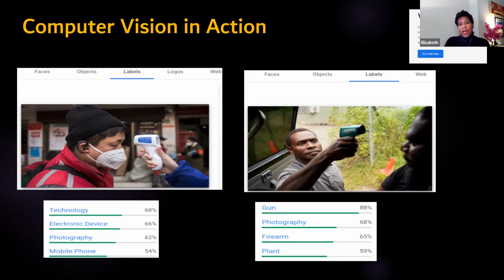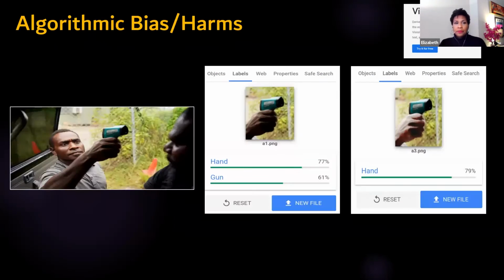But with the image on the right of the darker skinned person and the darker skinned hand, the algorithm predicts and labels the items in the photo, such as a gun, photography, firearm, with an 88% probability that the image includes a gun. And so remember what I said earlier, which is bias happens when there's a lack of diversity in the training data, when the training data does not include an equal mix of ethnicities, genders, ages, skin tones, and associations. And this has been demonstrated to cause errors in predictive analytics.